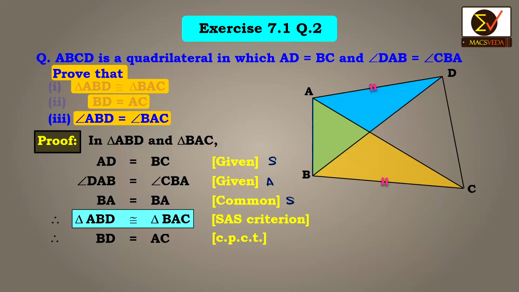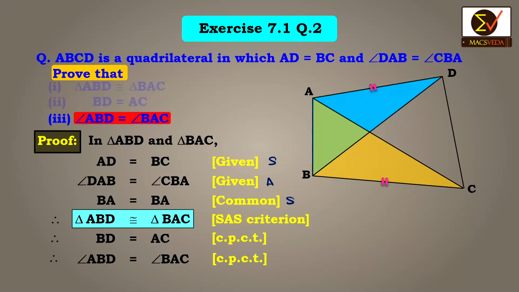Now what about angle ABD and angle BAC? Angle ABD and angle BAC, they are also corresponding angles. Therefore, they are also equal. Angle ABD is equal to angle BAC by CPCT. Corresponding parts of congruent triangles are the same.